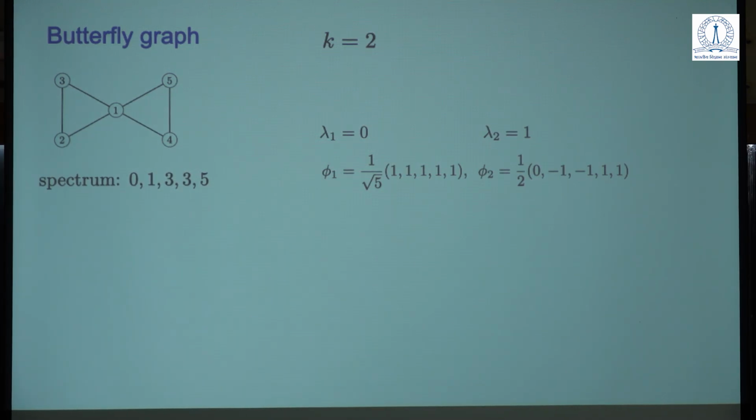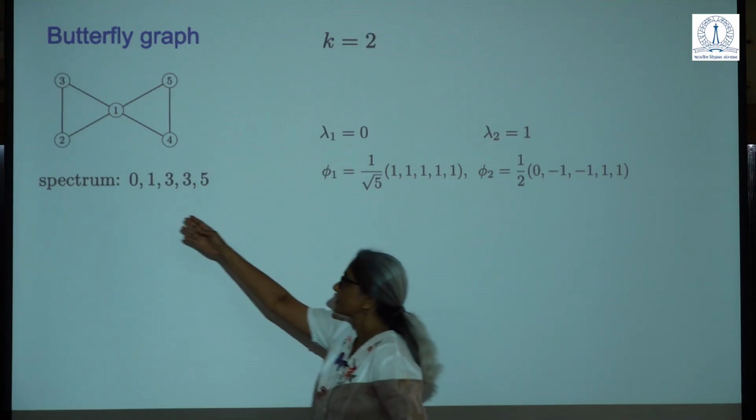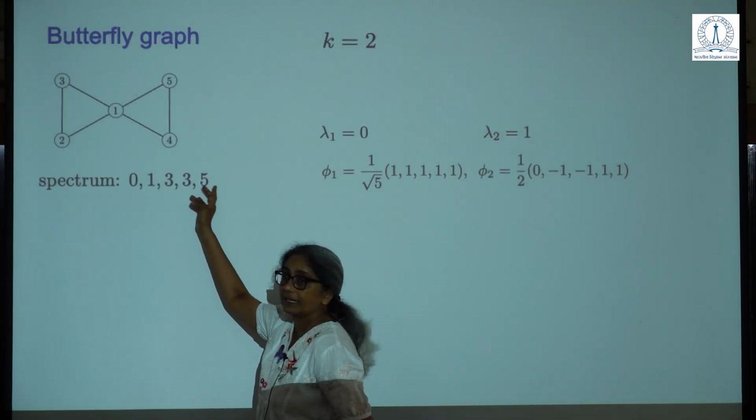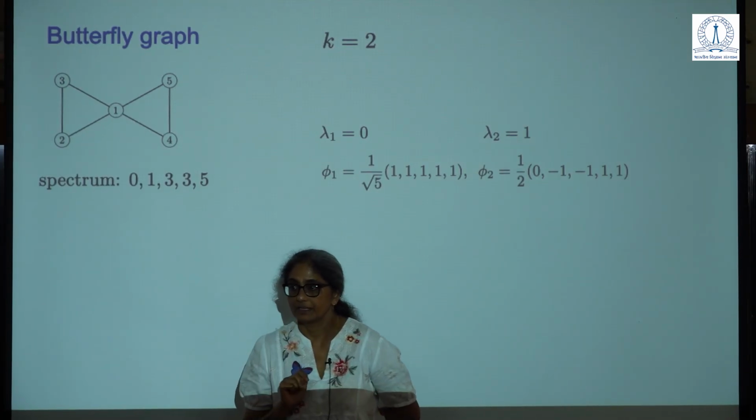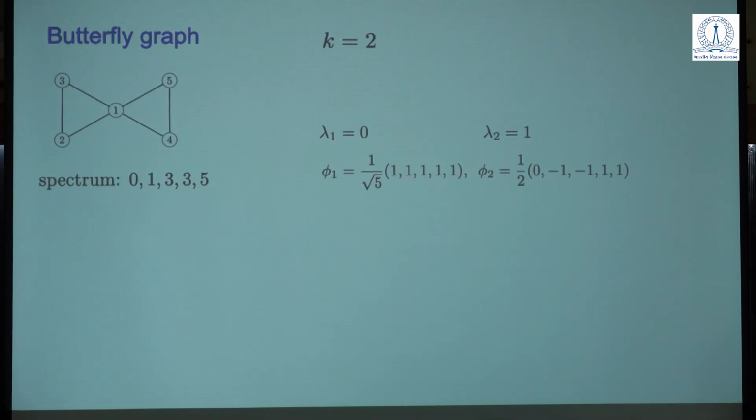So this graph has 5 nodes, and these are the eigenvalues: 0, 1, 3, 3, and 5. There's a multiplicity on the 3, but those are the eigenvalues. Let's suppose we choose k equal to 2. That means I want to freeze the first 2. K is the number of things we are freezing. And yes, in the beginning it's unweighted. So let's assume it's unweighted, but after you sparsify, it might get weights.